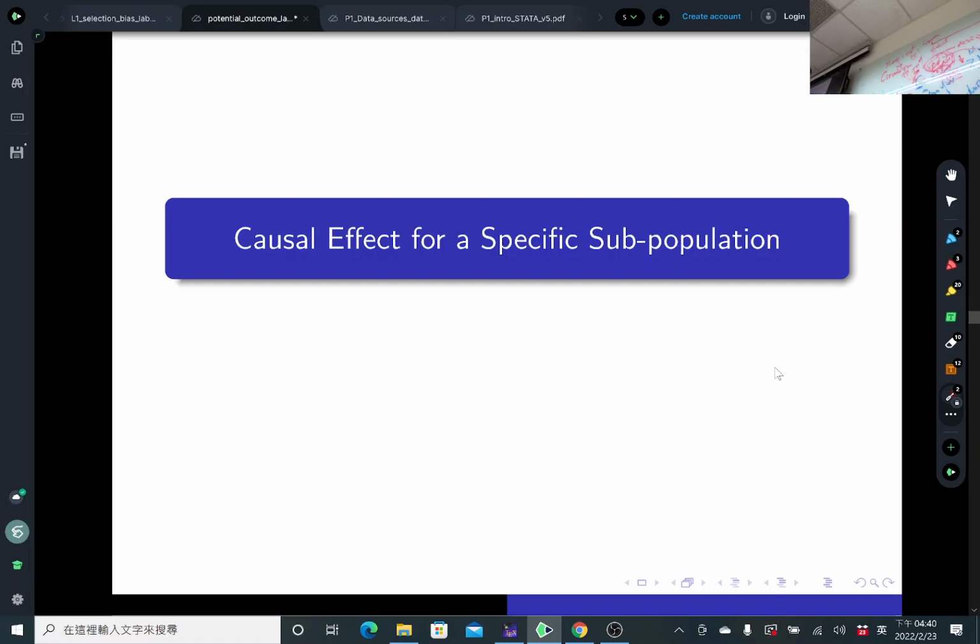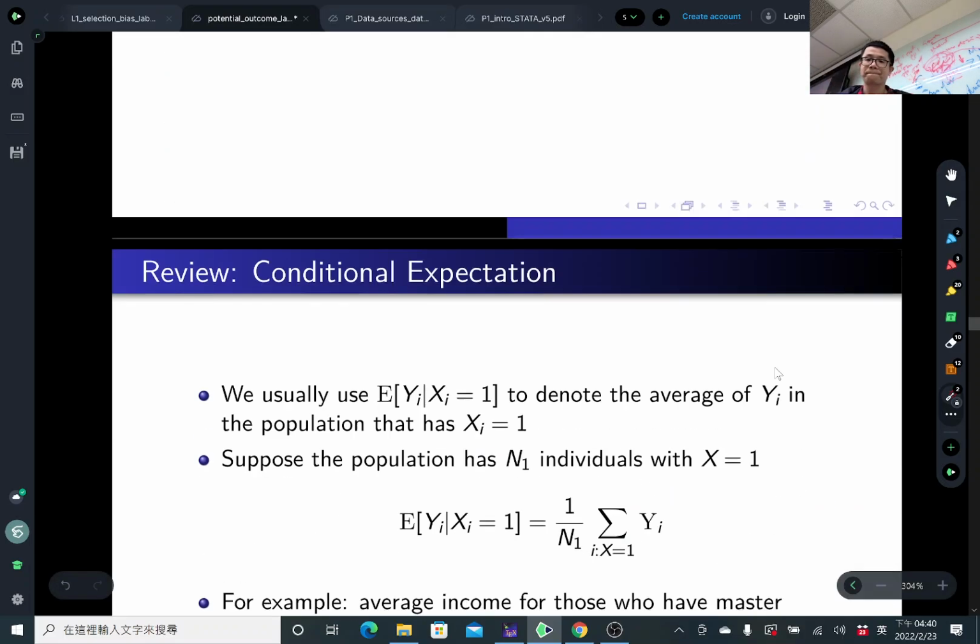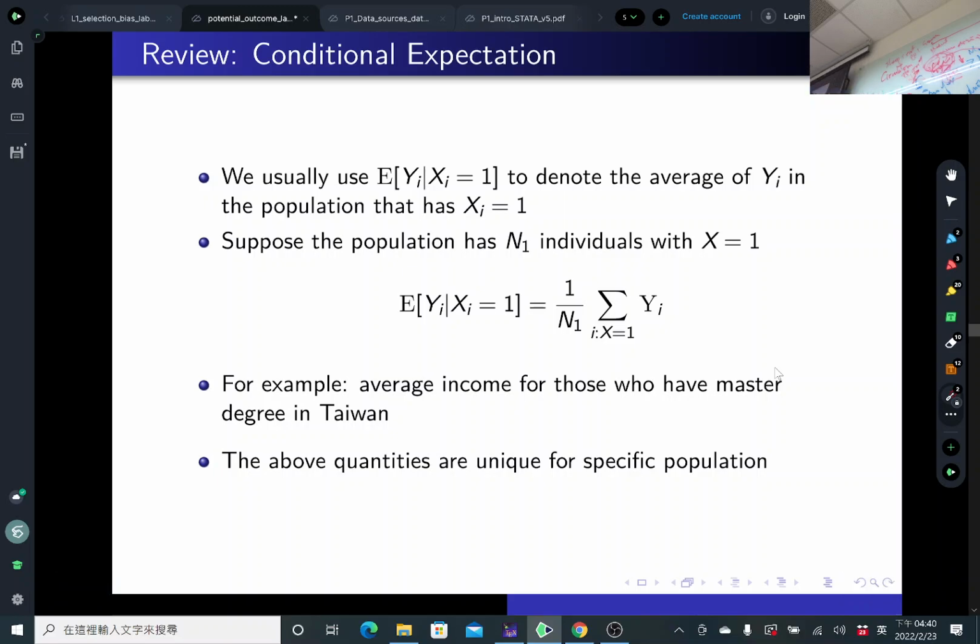But sometimes you might want to estimate the causal effect for a specific subgroup, subpopulation. For example, you want to know the effect of attending grade school on females' earnings. So that is a subgroup of people. Okay. So here I give you another review from your statistics course. It's called conditional expectations. Usually the conditional expectation can help you to know the average for the subgroup.